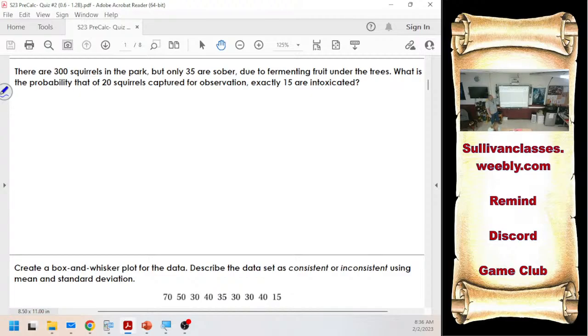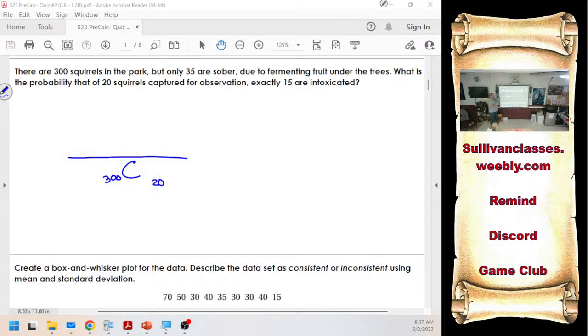Combinatorics. I asked for something very, very specific. I said I'm going to capture 20 of these squirrels. So that sounds like a total number captured is a total number chosen. Does the order in which we grab these drunk little squirrels matter? No. So is it combination or permutation? Okay. How many of them do we have to choose? Okay, 20 of them from the total of 300. And then I have to look at my two categories.